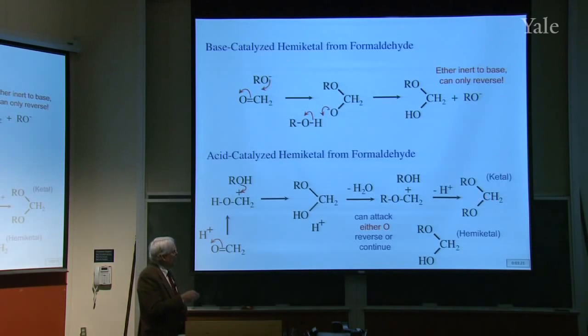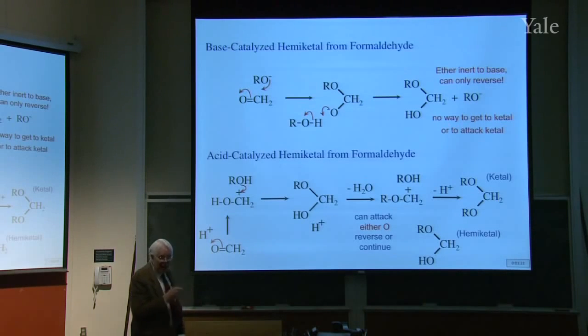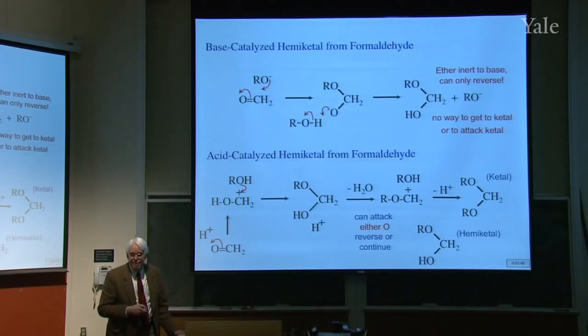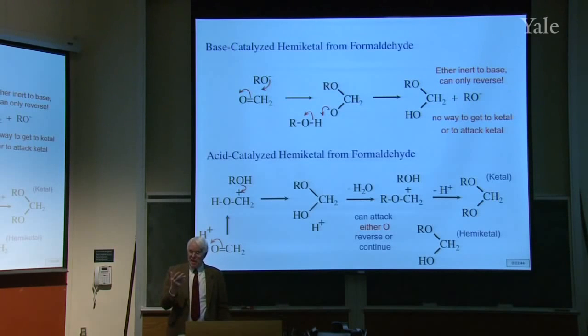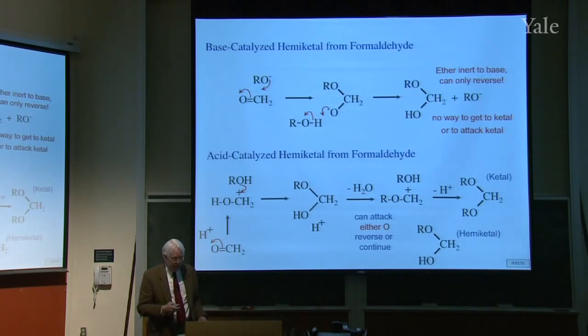So you can get a ketal by acid catalysis, but you can only get a hemiketal with base catalysis, right? And furthermore, not only is there no way to get the ketal, but you can't attack the ketal with base either. Once you've got the ketal, it won't react with base because you can't attack ethers with base, right? So it's the old joke, you can't get there from here. Base will not do it with ketals, either making them or taking them apart again.